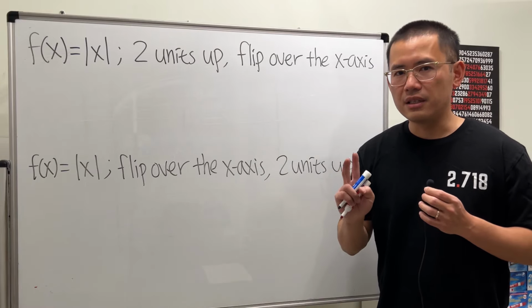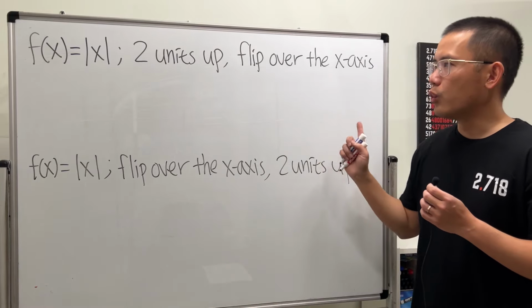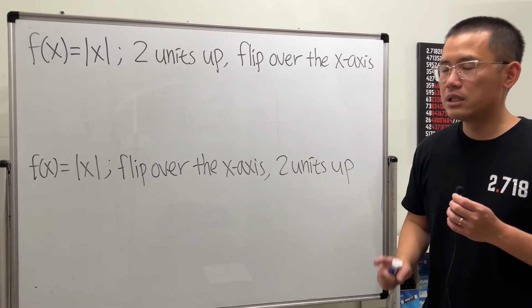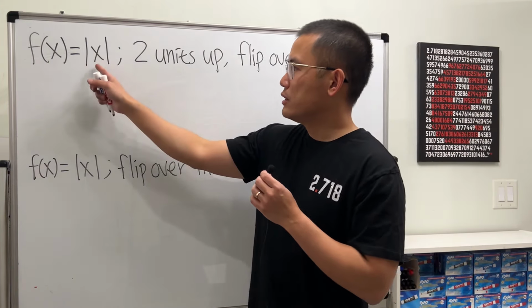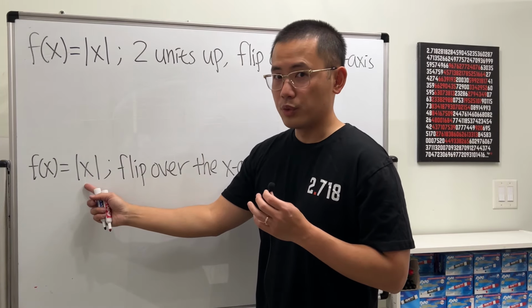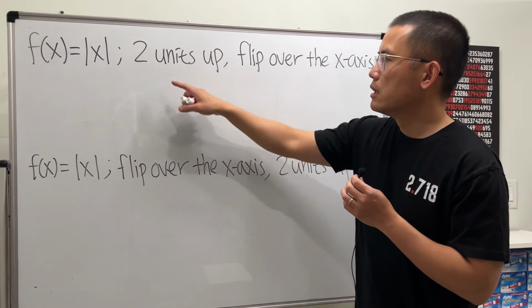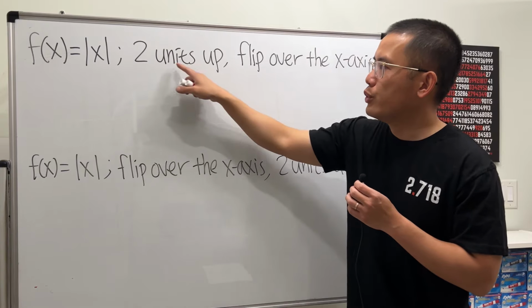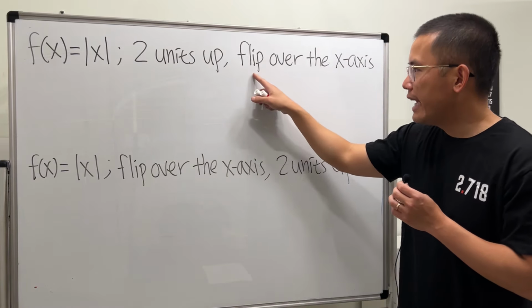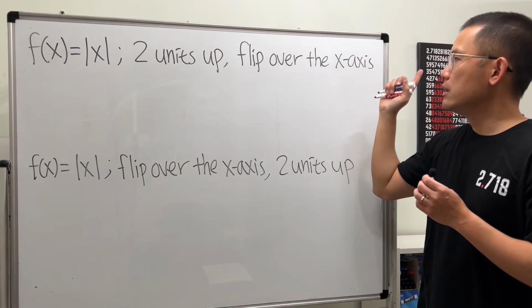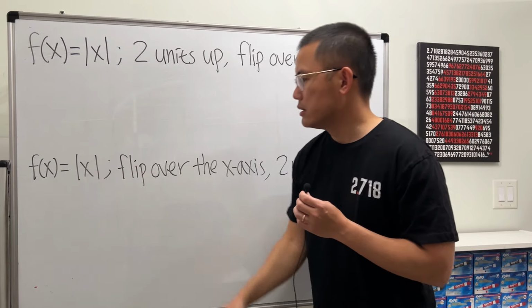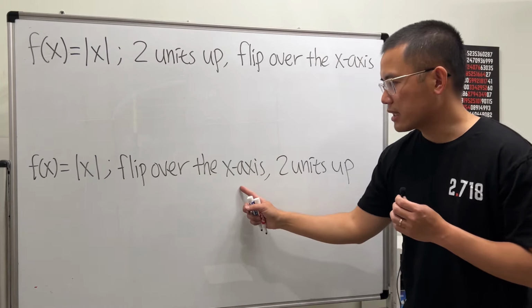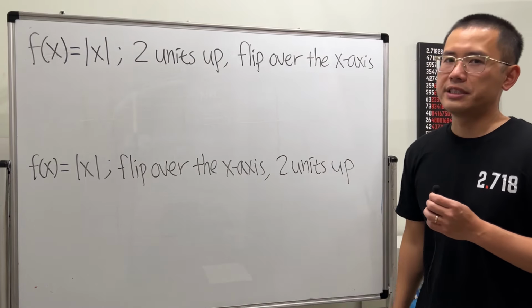Now the second key is that pay attention to the order because the order matters. Because if you take a look at these two questions, the first one is still absolute value of x, and same thing with the second one. But the first one says we want to go up 2 units first and then flip over the x-axis. But the second one is that you start with this and then you want to flip over the x-axis first and then you go up 2 units.